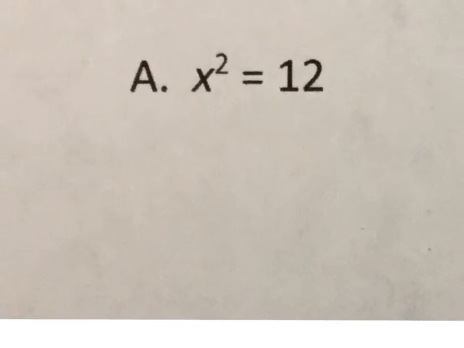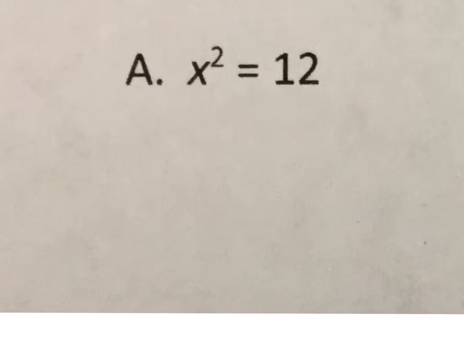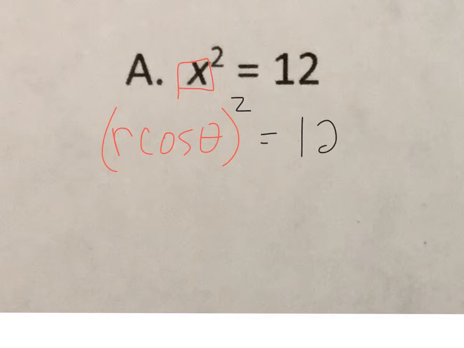Now we have x squared equals 12. So the conversion is still the same. I have an x, so I'm going to write r cosine theta in terms of x, and replace x with that. I'm still squaring that, and that's still equal to 12. Okay, so now we have to simplify and get r by itself.